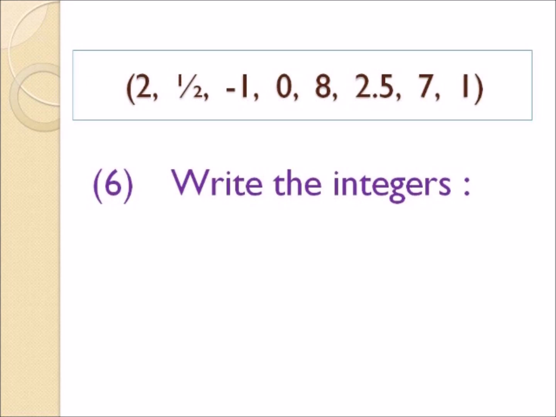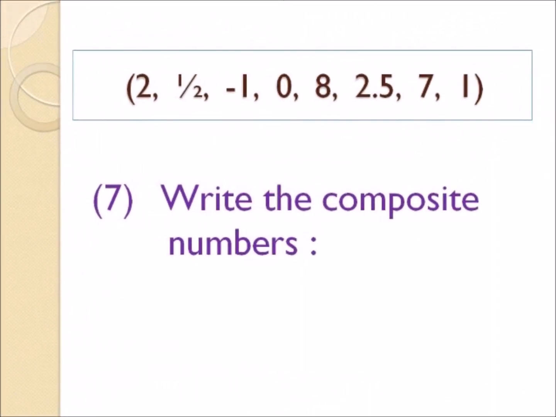Good. Number 7, same set of numbers, right? The composite numbers. You already did prime. Now let's find the composite numbers. Do it quickly. Got it? Good. Number 8. Write the triangular numbers.